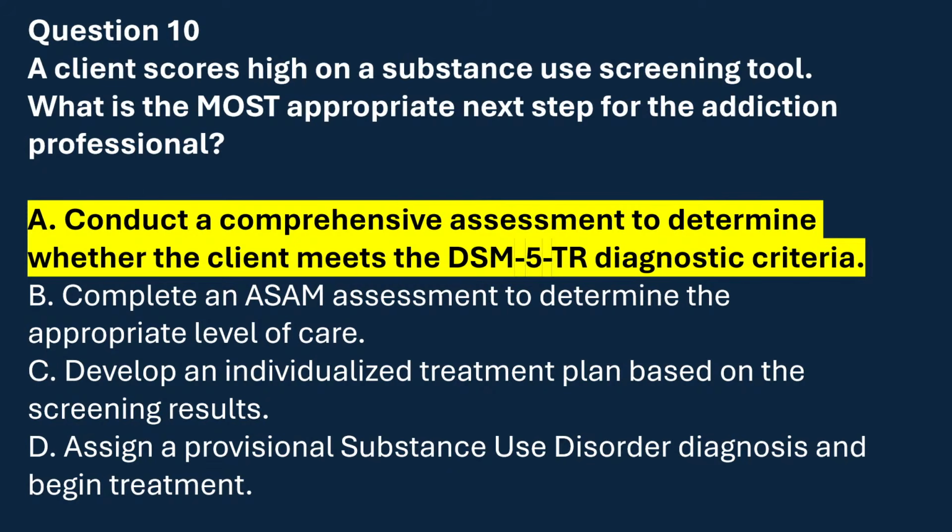B is incorrect because an ASAM assessment is used to determine the appropriate level of care after sufficient clinical information has been gathered. C is incorrect because a treatment plan should be developed after the comprehensive assessment is completed, and after the diagnosis is established and the client's needs have been identified. And D is incorrect because a screening tool alone does not provide enough information to assign a diagnosis. A diagnosis must be supported by a comprehensive clinical assessment using the DSM-5.